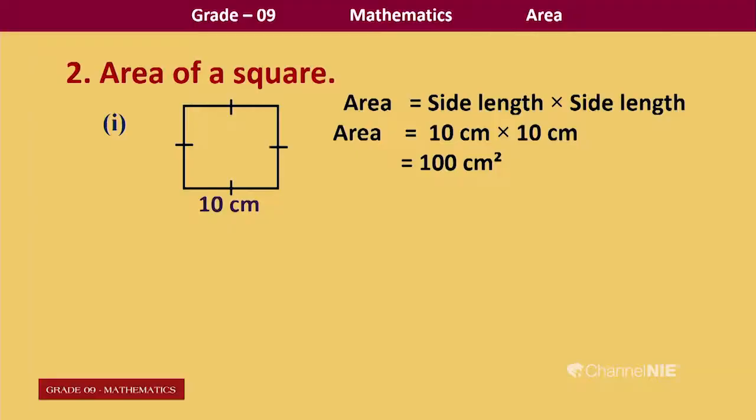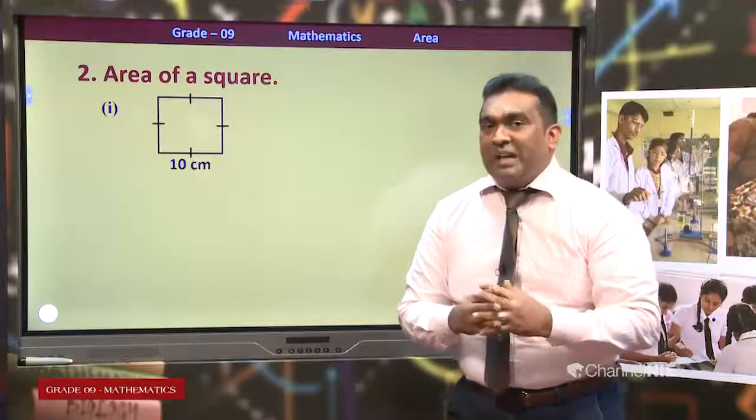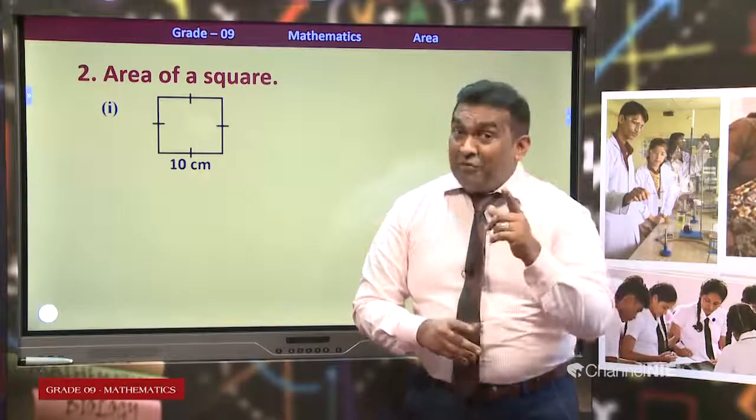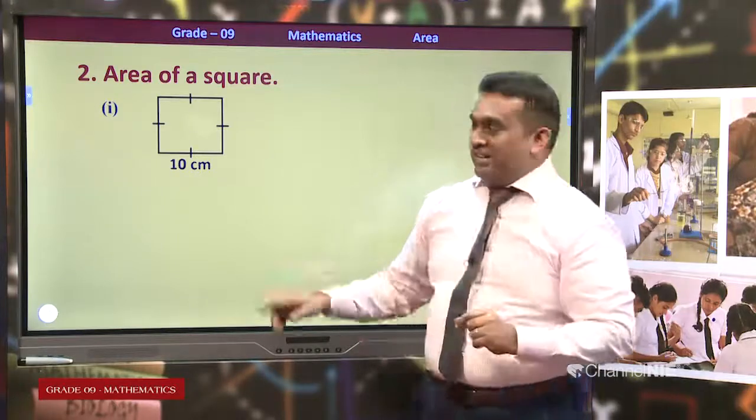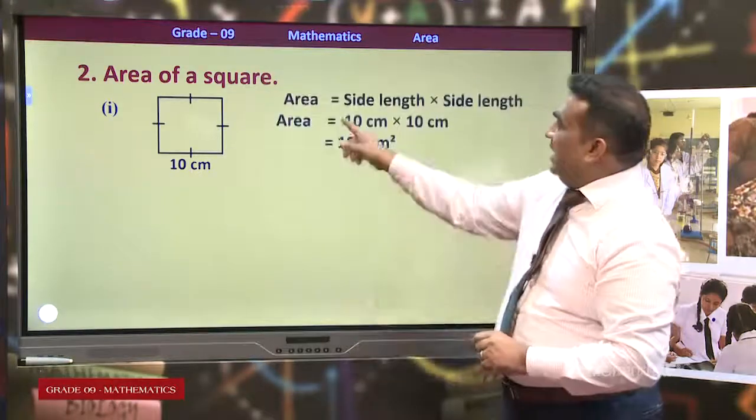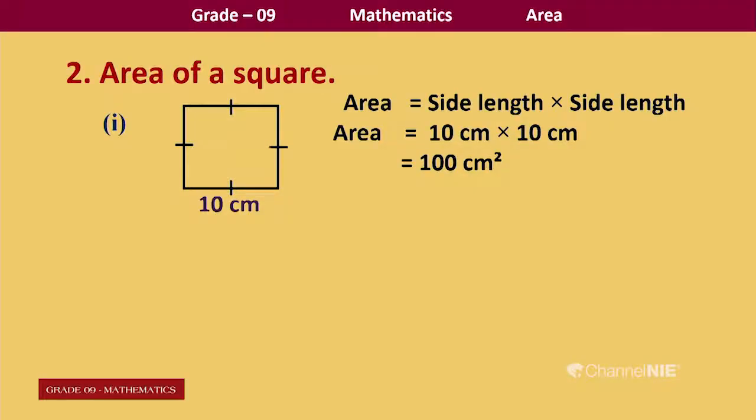Have a look. The side length of the square is 10 centimeters. Then how to find out the area? 10 multiplied by 10, 100. Here, area of a square equals side length multiplied by side length. Therefore, area equals side length 10 centimeters multiplied by 10 centimeters, that is 100 square centimeters.